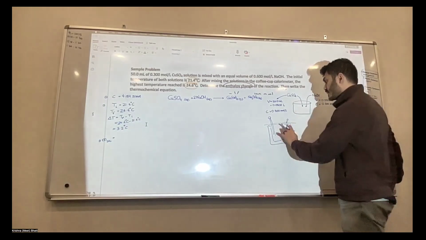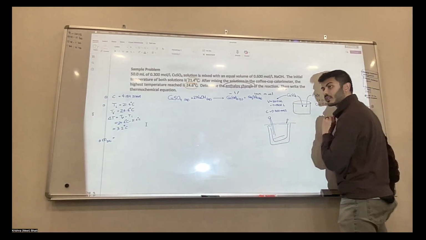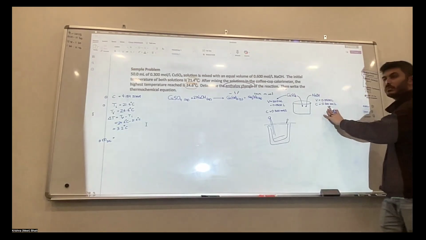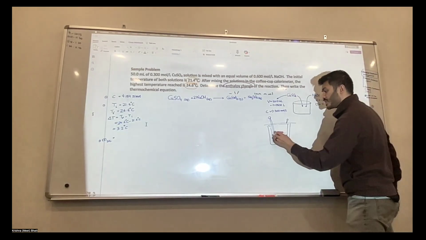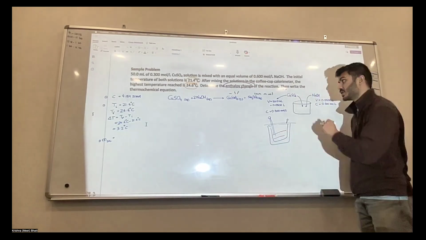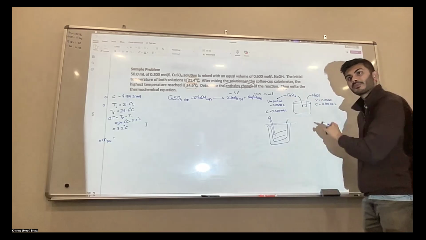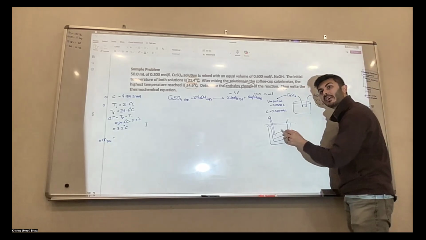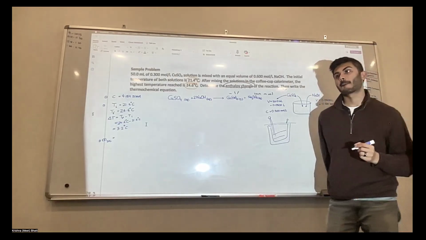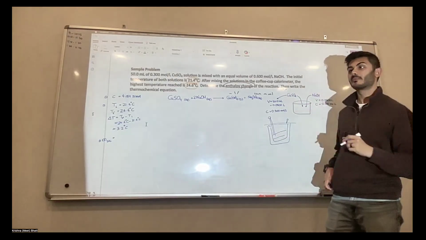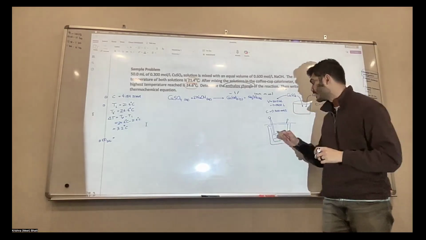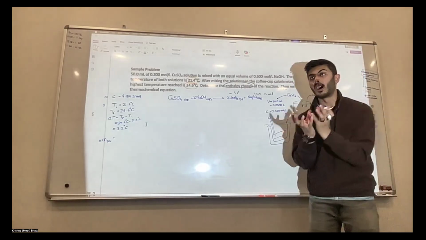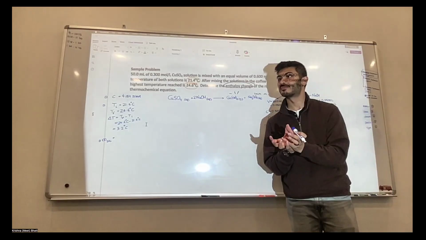50 milliliters of CuSO4 is added over here. And then I also added 50 milliliters of NaOH. These are both aqueous solutions, right? So what is the volume inside my beaker? This was 50, this was 50. 100. Inside this beaker, there's 100 milliliters of solution.